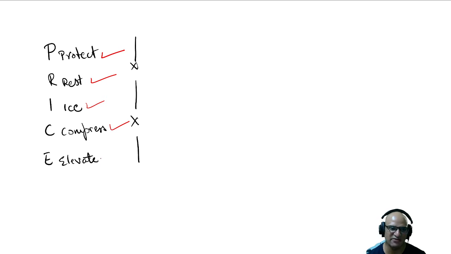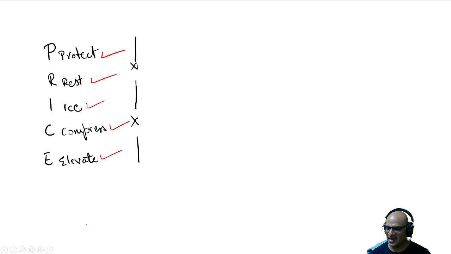The last one is elevate. So we want to bring down the inflammation. That's why we are elevating that region which is injured. For example, if a person has a lower limb injury, like a leg injury, we make them lie down, keep a pillow below the legs and let the blood flow back to the heart. Similarly, if their arm is injured, we make them lie down, keep the arm on a pillow so that the blood can flow back to the heart and the inflammation can come down.